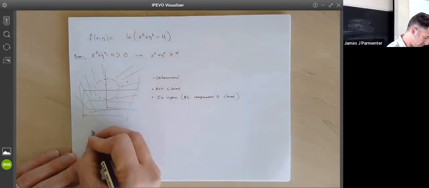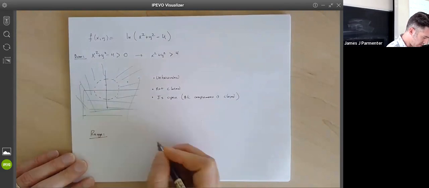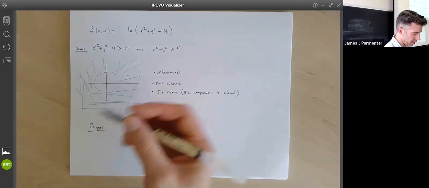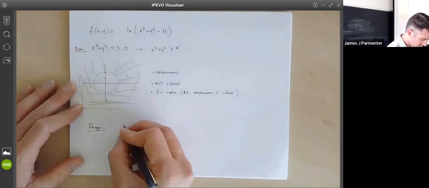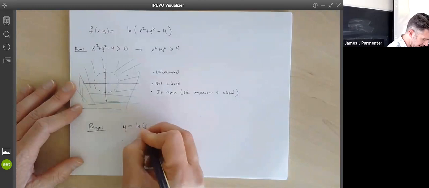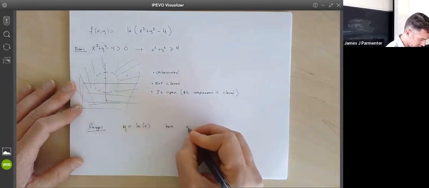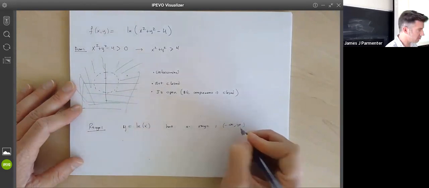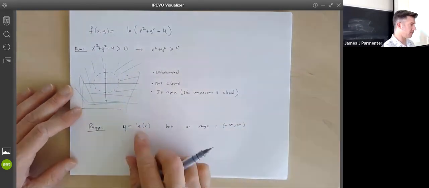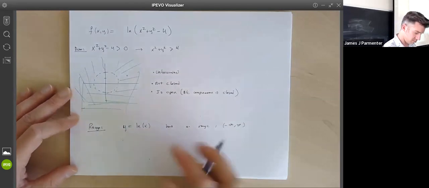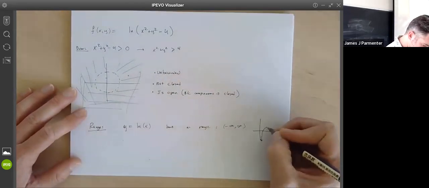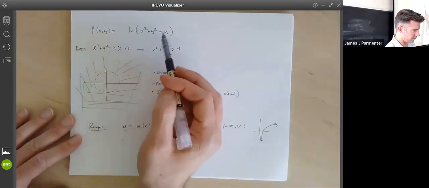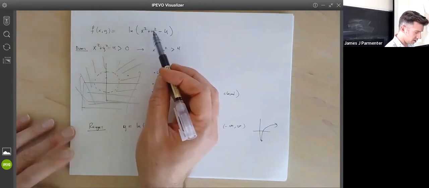How about the range? Okay, so here's what I'm thinking about for range. I know that the logarithmic function, y equal to the natural log of x, has a range of everything, negative infinity to infinity, as long as x gets to go from 0 to infinity. So as long as my insides here get to go from 0 to infinity, the function should go from negative infinity to infinity. And it does.